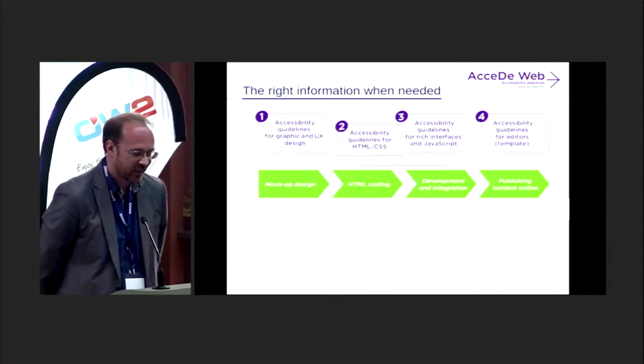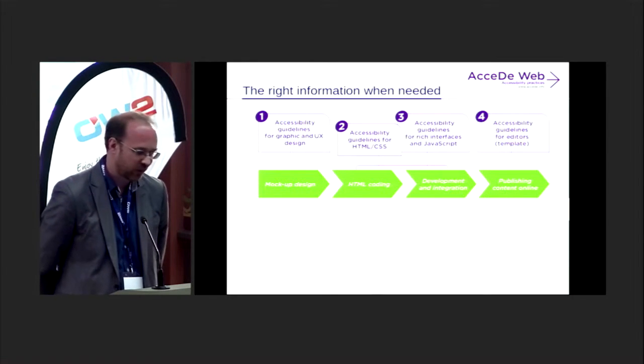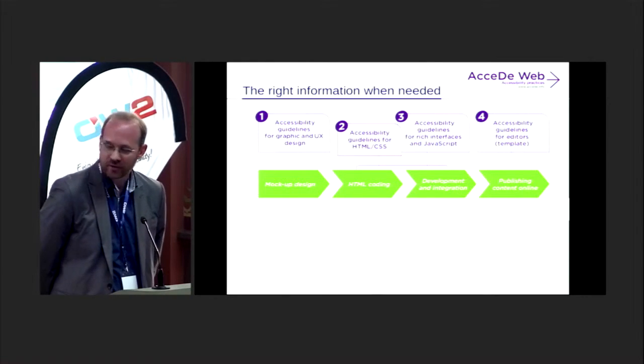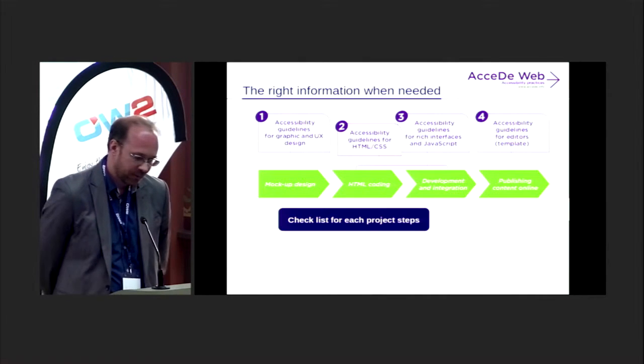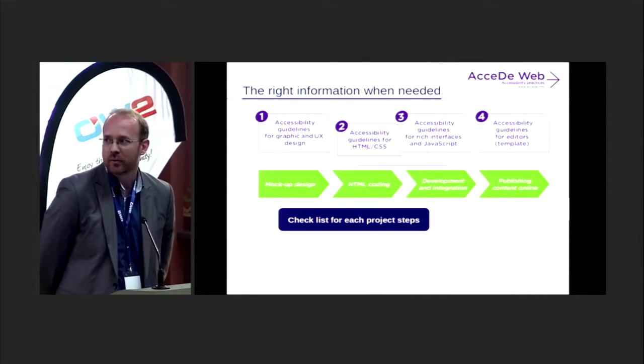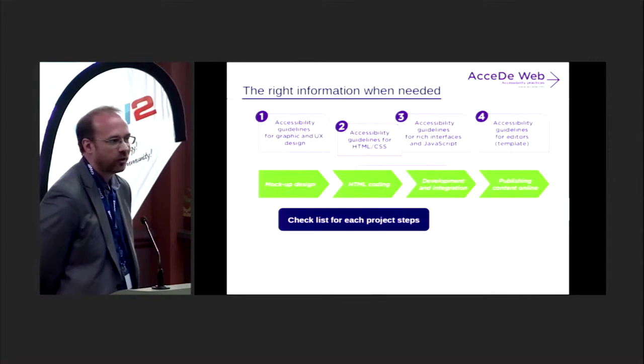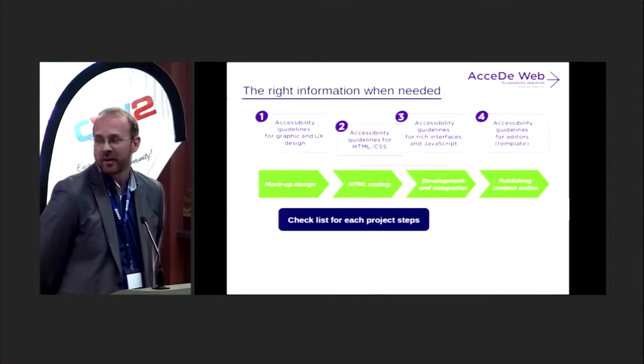The whole idea about AcceDe Web is having the right information when needed. So on all stages of the production process, it can be transformed into a checklist for each project step. Once the project manager gets the designs, you can go through the AcceDe Web guidelines and just check if everything is okay. Did I provide a breadcrumb? Did I check the colors? Is everything okay for the next team to be actually just focusing on developing the website, so they won't have to go back into a design stage?